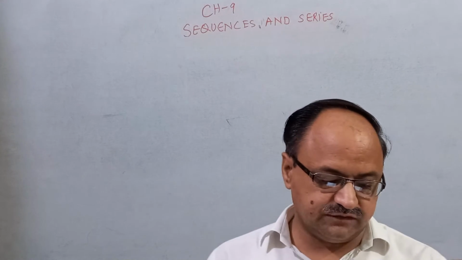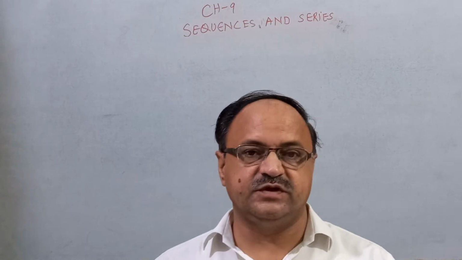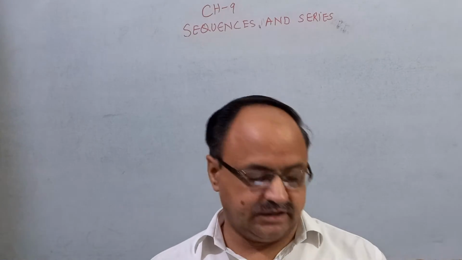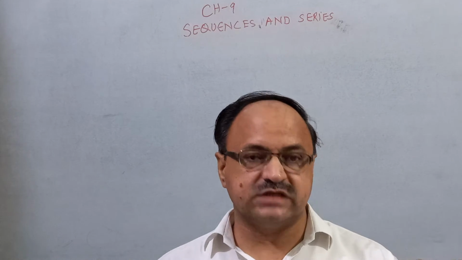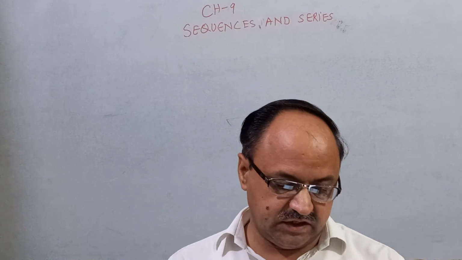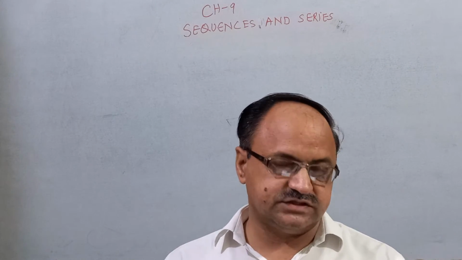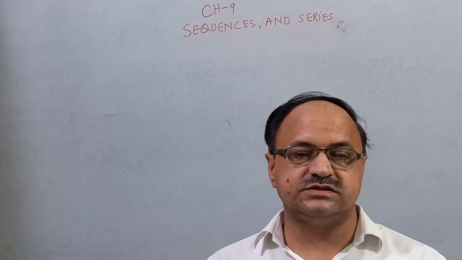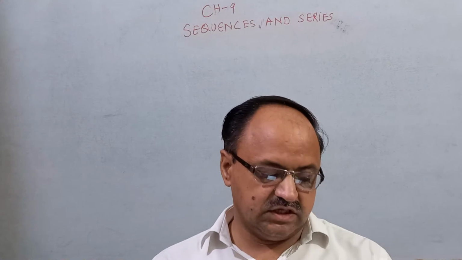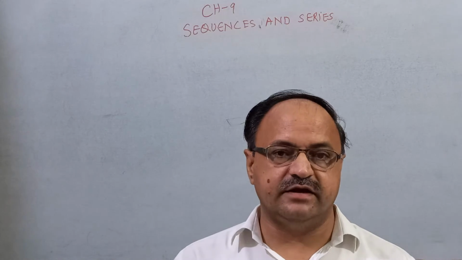Show that the ratio of the sum of n terms of a GP to the sum of the terms from the (n plus 1)th term to the 2n-th term is 1 by r to the power n.